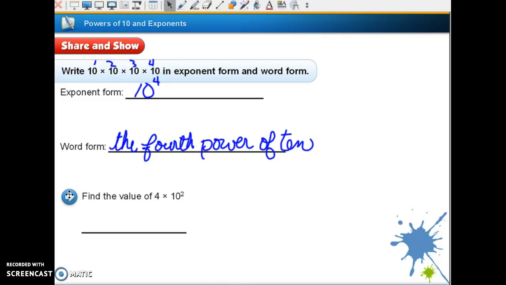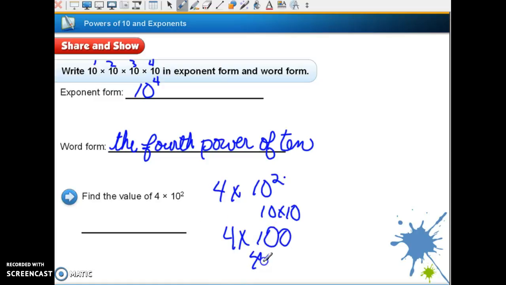Okay, find the value of 4 times the second power of 10. Do your powers of 10 first. What is the second power of 10? What does this mean? This means 10 times 10. So 4 times, 10 times 10 is 100. So 400.